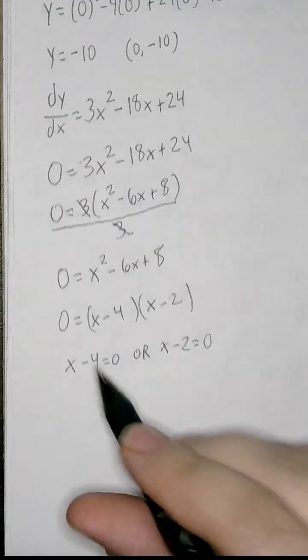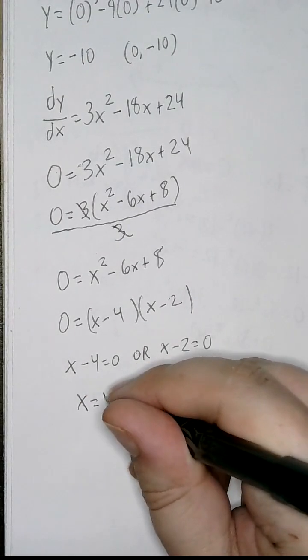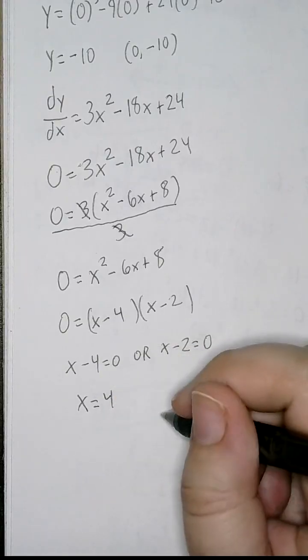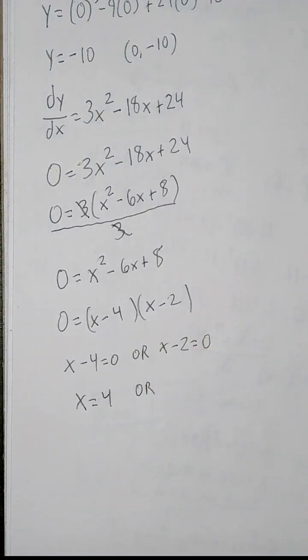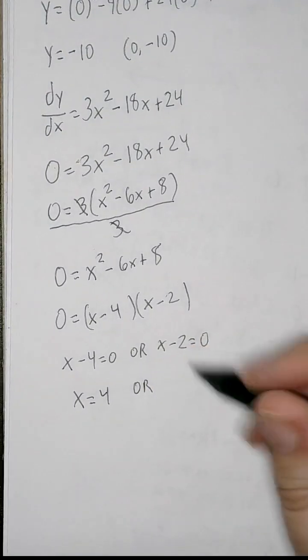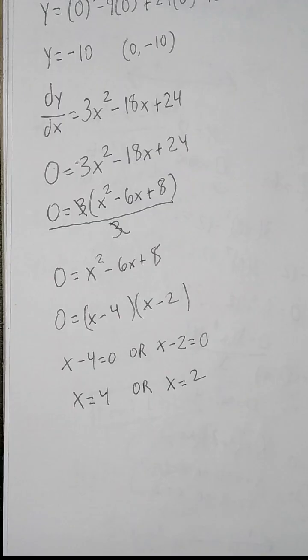So, if x minus 4 is equal to 0, then x equals 4. Or, if x minus 2 is equal to 0, then x equals 2. So those are my two critical points.